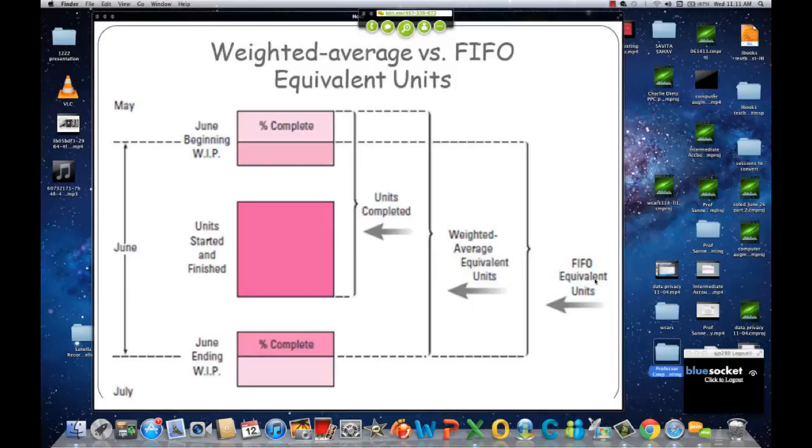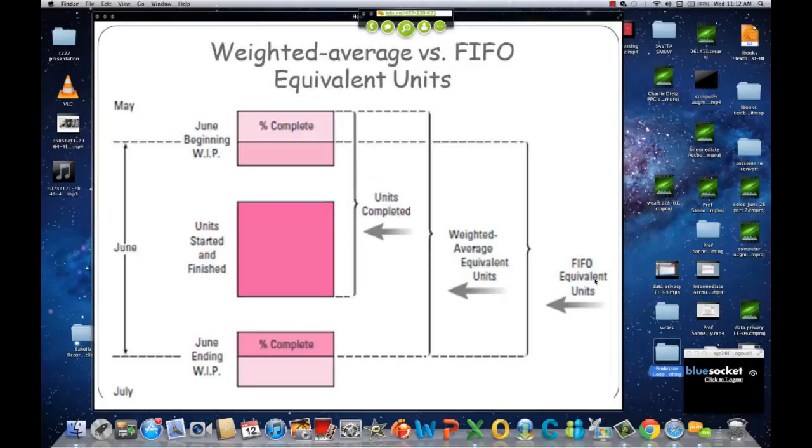During June, you complete a bunch of stuff. You complete the units that you had in process. You start some new units that you complete. And then you start some units that you get to a certain percentage on that will be completed in July. So those are your three categories of stuff that's happening in June.